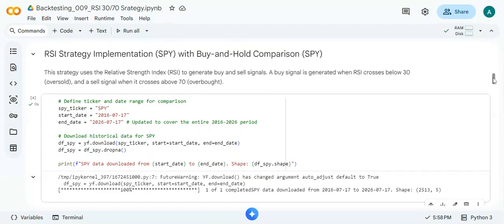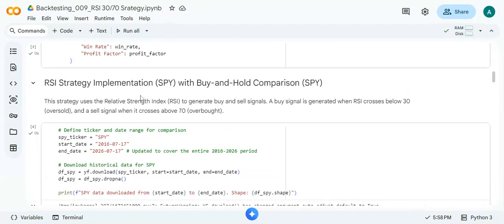Here, what we're going to consider mostly is the relative strength index strategy implementation and the comparison with buy and hold on the S&P 500. The strategy uses RSI to generate buy and sell signals. A buy signal is generated when RSI crosses below the 30 oversold threshold, and the sell signal when it crosses above the 70 overbought threshold.